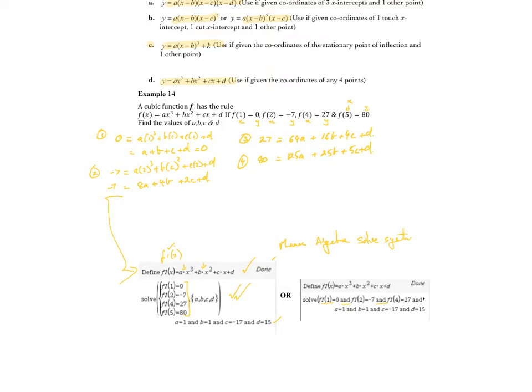So if you type those equations in, you'll end up with corresponding a, b, c, and d values, which means then my rule, that's right there, rule answer, whilst it says just to find the values of a, b, c, and d, it doesn't hurt to say that f of x is equal to x cubed plus x squared minus 17x plus 15.